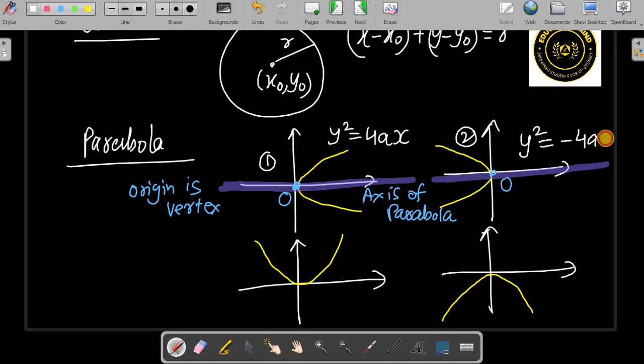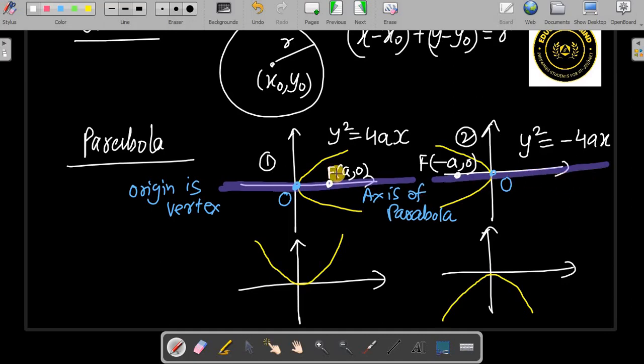And similarly, if I have to write the equation of the second, we will be writing y square is equal to minus 4ax. Here we should know what a is. This point is a comma 0, here it will of course be minus a comma 0. This point is also known as the focus. So f is the focus, it is a comma 0 or minus a comma 0, where the x-axis is the axis of the parabola.